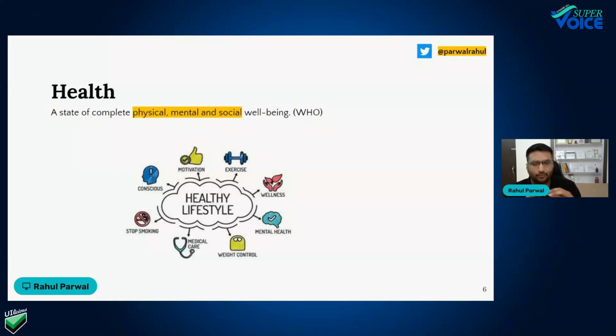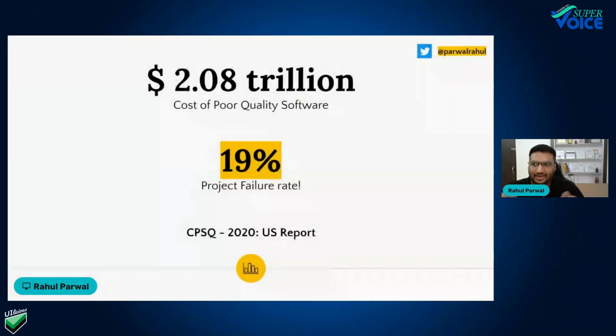So it's not just one thing that you have to do, but it's a lifestyle that you have to lead very consciously. Now, why I started my talk with health is because the health of our software industry, the software deliveries, the software development cycle is also in a very similar state. If you look at the stats, as per the CPSQ report, that is the cost of poor software quality for the year 2020, in the US alone, the average project failure rate is 19%, which means that every fifth project fails because of poor software quality.